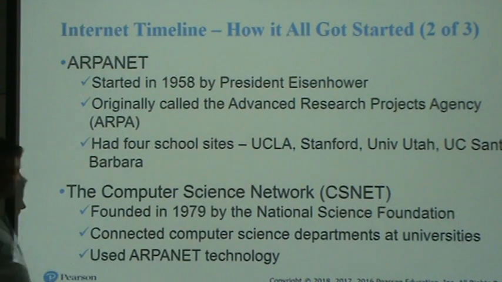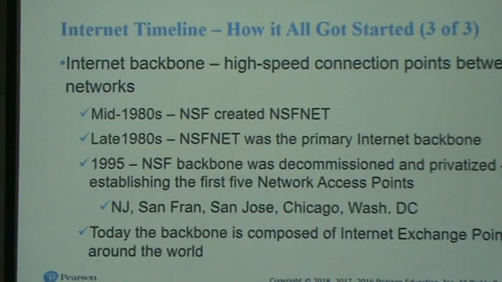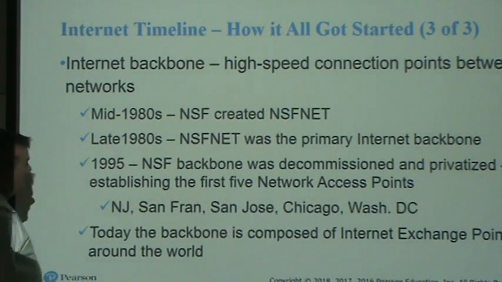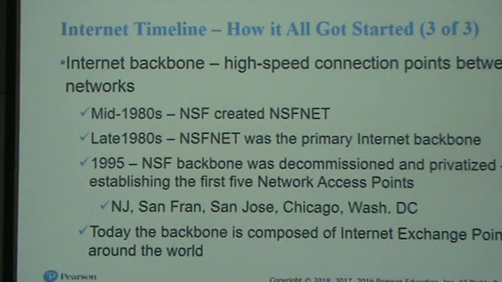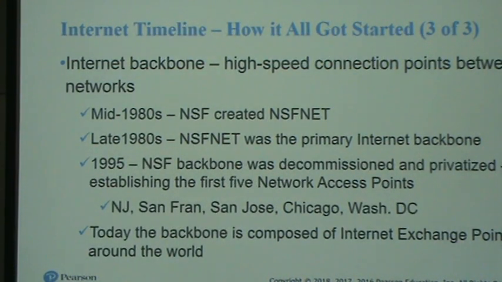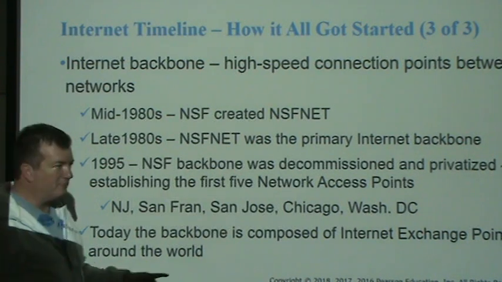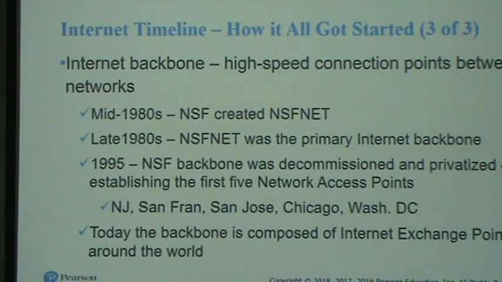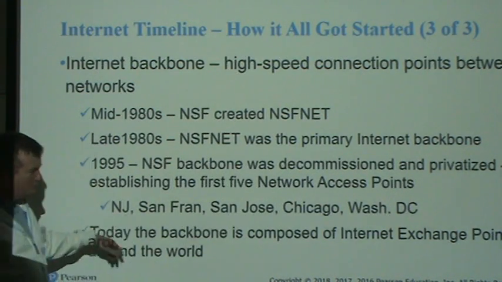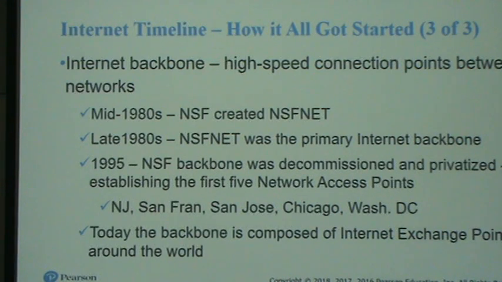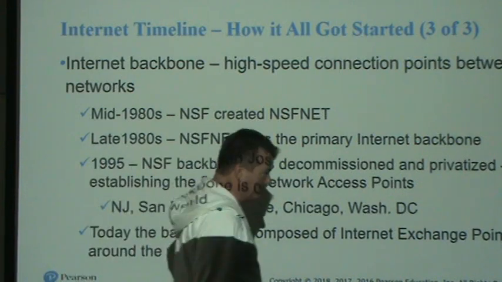And then in the late 70s and early 80s, it really started to grow. In the mid-80s, the NSF created the NSFNet. In the late 80s, the NSFNet was the primary internet backbone, the passing of messages around from computer to computer. In 1995, the NSFNet backbone was decommissioned and privatized, establishing the first 5 network access points, one of them here in New Jersey, and today the backbone is composed of internet exchange points around the world.